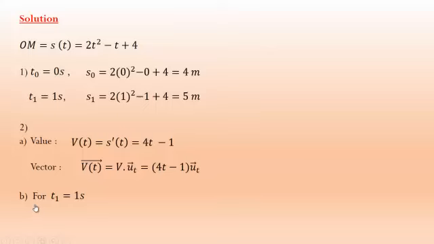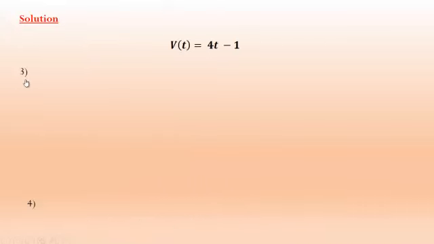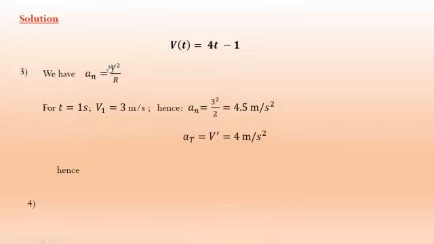Now in part B, the question is to deduce the vector v at t equals 1 second. So at t equals 1 second, we substitute 1 in place of t, it will be 4 minus 1, then it will be 3 ut. This will be the vector v1. Now we continue. In part 3, the question was to find the normal acceleration and the tangential acceleration at t equals 1 second. In order to find the normal, we apply the rule an equals v square over r, but we need it at t equals 1 second, and we have v1 at t equals 1 second is 3. So we substitute here by 3. It will be 3 square over 2, then it's 4.5 meter per second square.